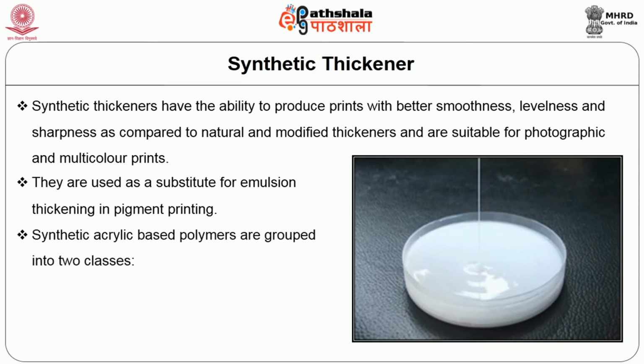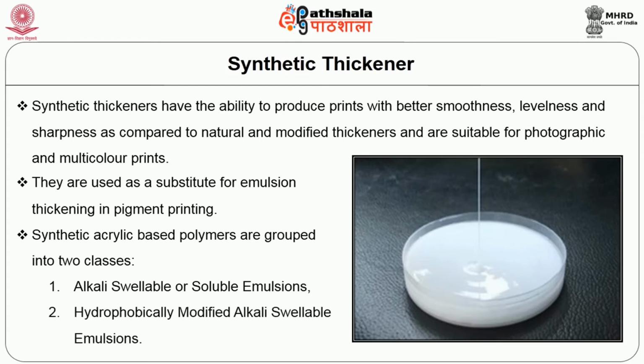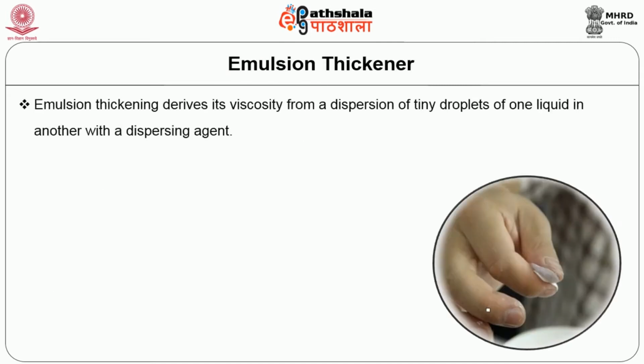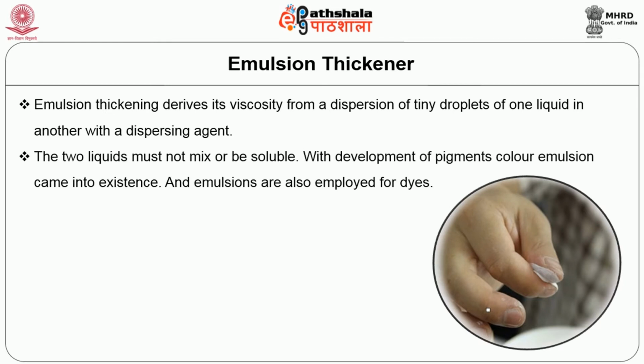They are used as a substitute for emulsion thickening in pigment printing. Synthetic acrylic based polymers are grouped into two classes: alkali swellable or soluble emulsion, and hydrophobically modified alkali swellable emulsions. Emulsion thickener. Emulsion thickening derives its viscosity from a dispersion of tiny droplets of one liquid in another with a dispersing agent. The two liquids must not mix or be soluble.